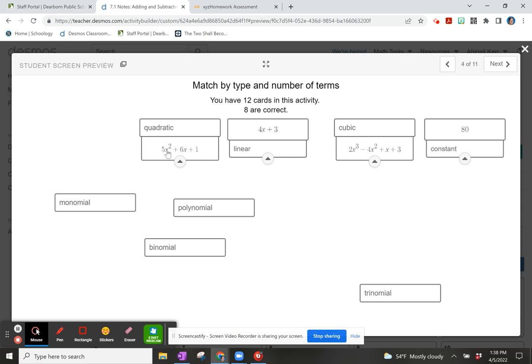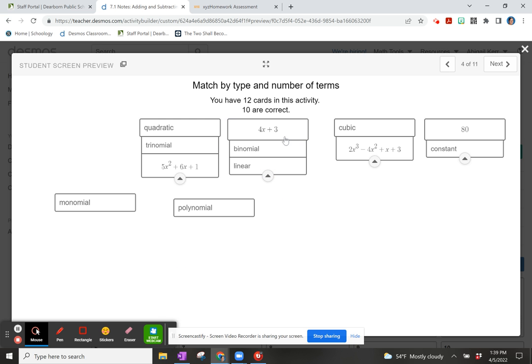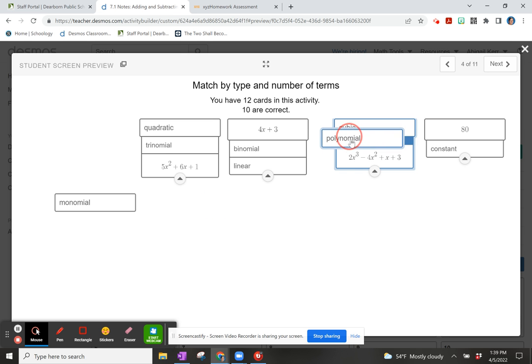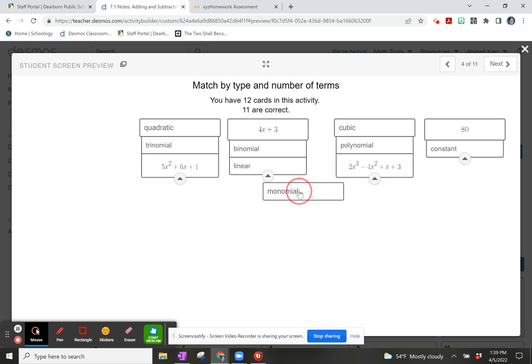Now we will count the number of terms. One term, 2, 3. We call that a trinomial. Two terms is a binomial. Think of a bicycle with two wheels. There are 4 terms, so we're just going to classify that as a polynomial. And then when it's one term, it's monomial.